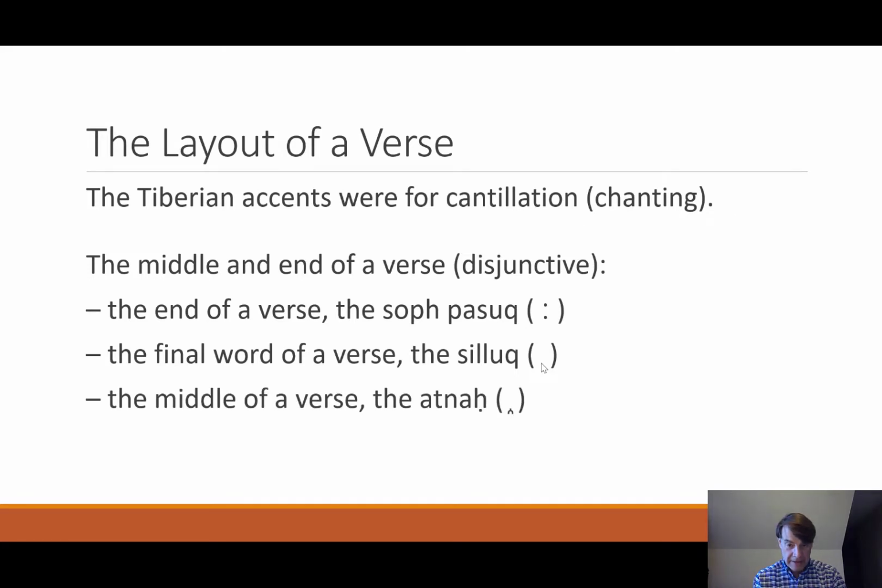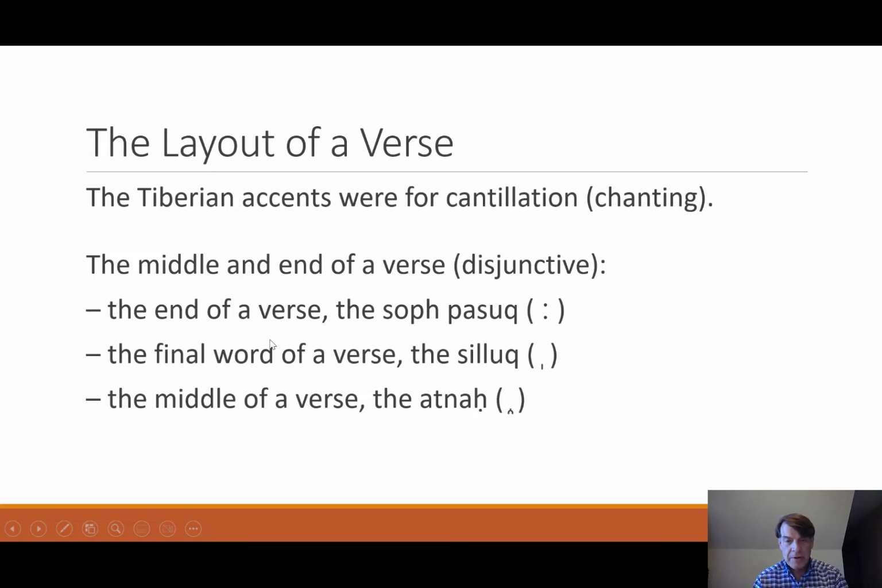The other main accent to know, I would say, is the atnak. And the atnak is kind of in the middle of a verse. Not exactly in the middle. It's not like count the words and divide in two. It's more of, this is kind of the meaning middle of the verse. And that's the atnak. These are really the most important ones right there.